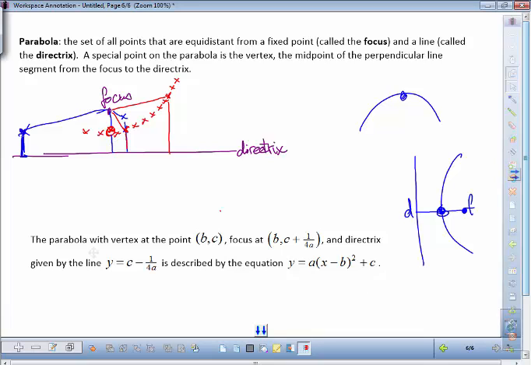Your directrix kind of tells you the orientation of the parabola. If your directrix is y equal to a constant, then you know that's a horizontal line. And if you have a horizontal line, your parabola is either going to go up or down. If your directrix is x equal to something, then that's a vertical line, then of course your parabola is going to go sideways.